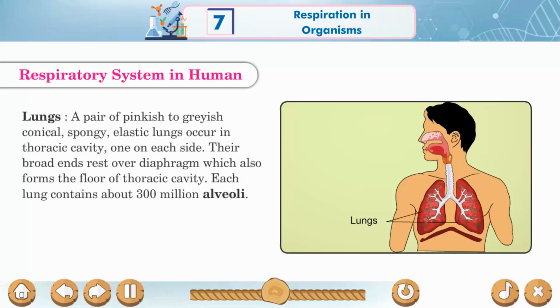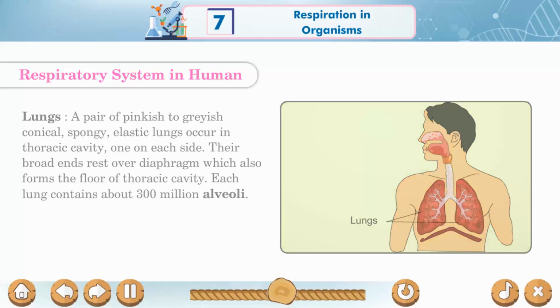Lungs. A pair of pinkish to grayish conical, spongy, elastic lungs occur in thoracic cavity, one on each side. Their broad ends rest over diaphragm, which also forms the floor of thoracic cavity. Each lung contains about 300 million alveoli.